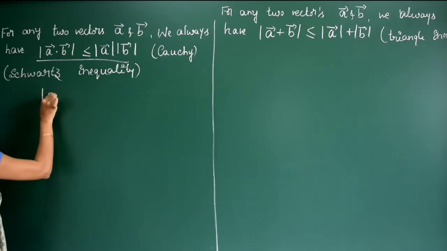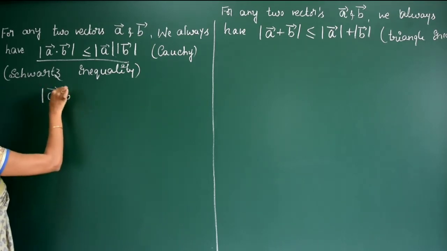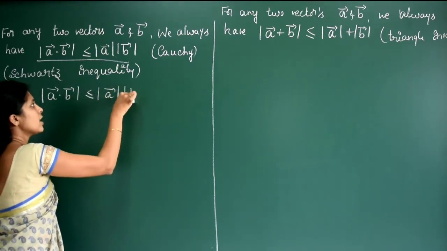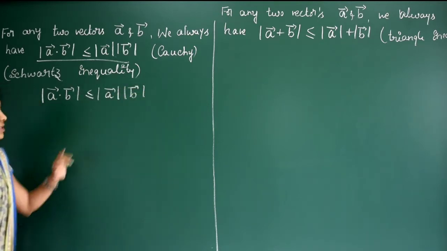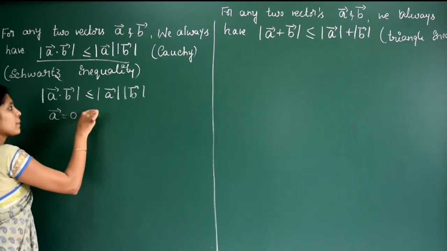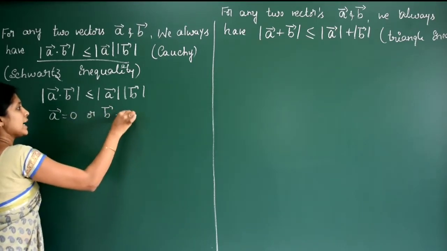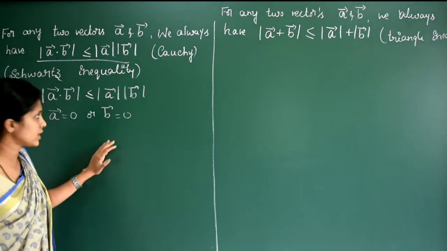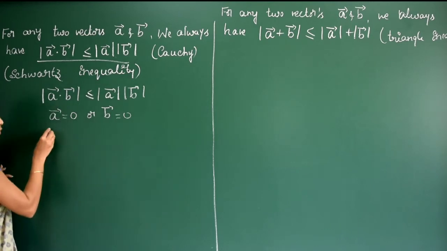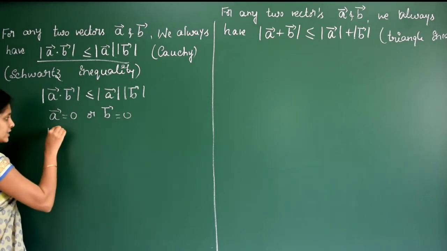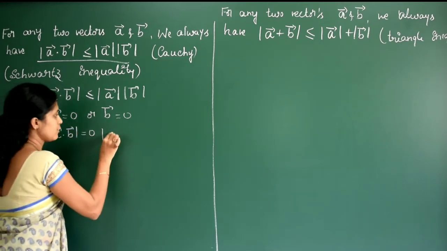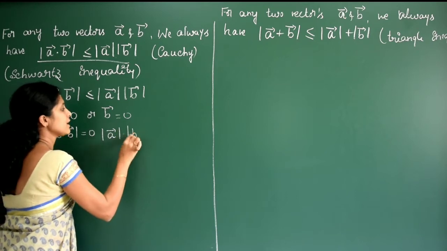See, the condition is given: magnitude of A vector dot B vector is less than or equal to magnitude of A vector, magnitude of B vector. Now, see here, if either A vector is equal to 0 or B vector is equal to 0, then obviously this condition holds, right? So magnitude of A vector dot B vector will be equal to 0, that equal to magnitude of A vector, magnitude of B vector.